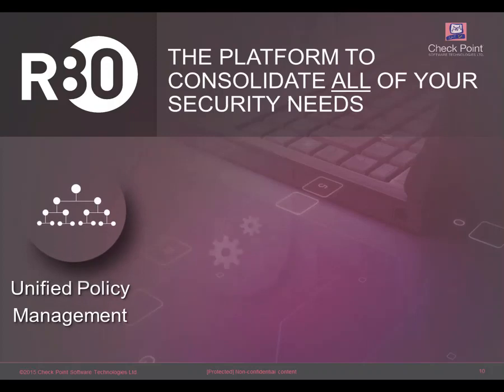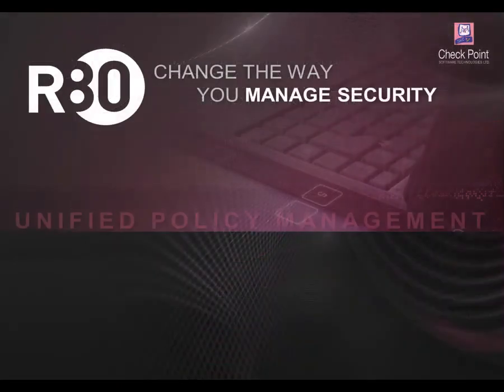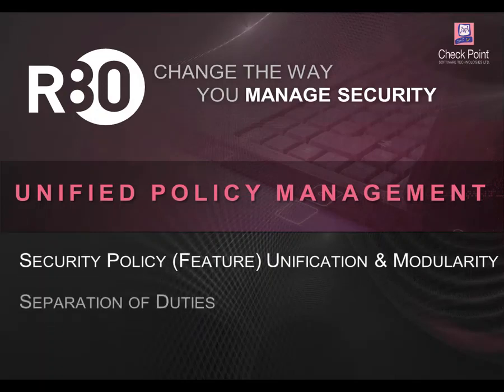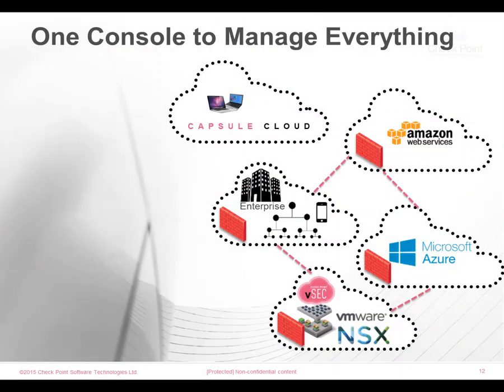So basically, these are the fundamentals of the R80 security management platform. So we have unified policies, we have efficient and automated operations, and we have an integrated threat management. So let's talk a little bit more about those different parts. So the unified policy is a security policy that basically features unification and modularity. It allows separation in duties and can create modularity using something called layers. We're going to talk about that a little bit more later.